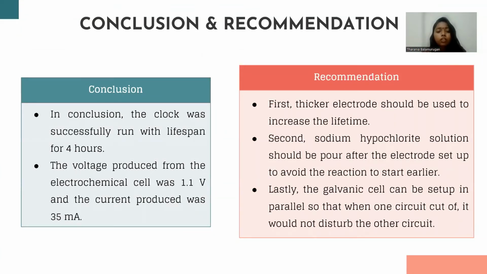Conclusion. In conclusion, the clock was successfully run with a lifespan of 4 hours. The voltage produced from the electrochemical cell was 1.1 volt, and the current produced was 35 milliampere. Recommendations: first, a thicker electrode should be used to increase the lifetime. Second, sodium hypochlorite solution should be poured after the electrodes are set up to avoid the reaction starting earlier. Lastly, the galvanic cell can be set up in parallel so that when one circuit is cut off, it will not disturb the other circuit. Let's enjoy our project demonstration video.